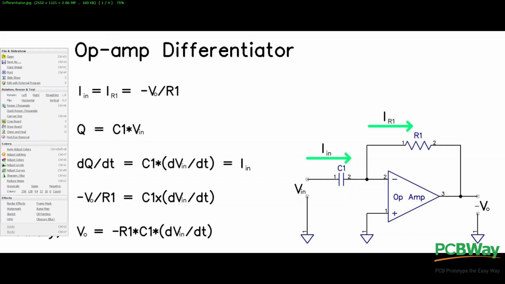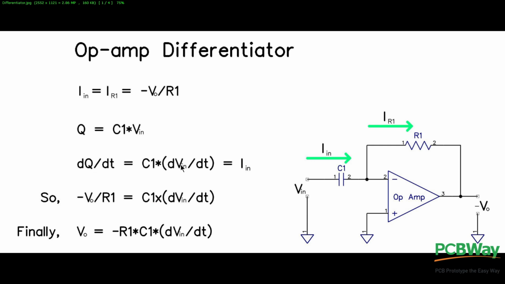So the derivative of a function, in this case the input voltage, at a particular point in time is the instantaneous rate of change of the function at that point in time. And that's the job of the differentiator. So if we rearrange that, we get minus V out over R1 equals C1 times the rate of change of the input voltage. We can then rearrange that to get V out is equal to this constant, which is minus R1 times C1, all times the rate of change or the derivative of the input voltage.